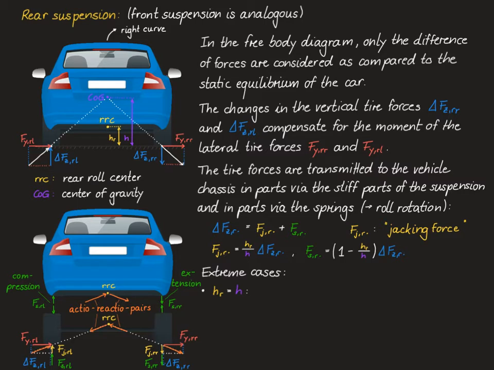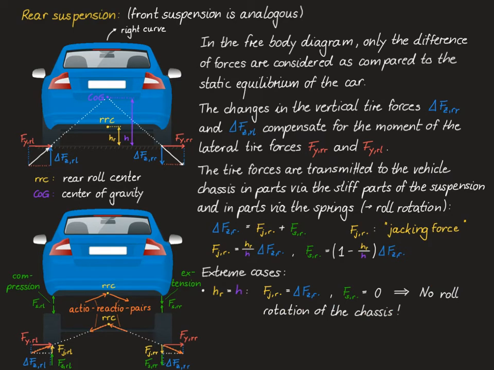In order to interpret these results, let's consider some extreme cases. In the first one, HR equals H, which means that the rear roll center and the center of gravity coincide. In this case, all of the vertical tire force will be directed through the stiff parts of the suspension, and hence there will be no force that compresses the springs of the suspension, and therefore the roll angle of the chassis remains zero during all turning maneuvers of the vehicle.